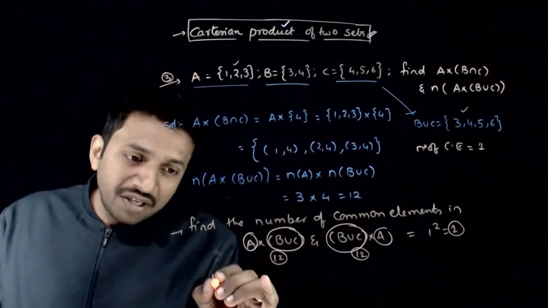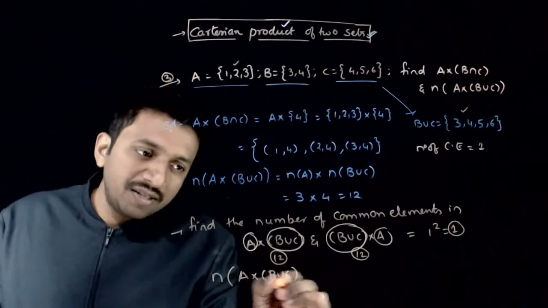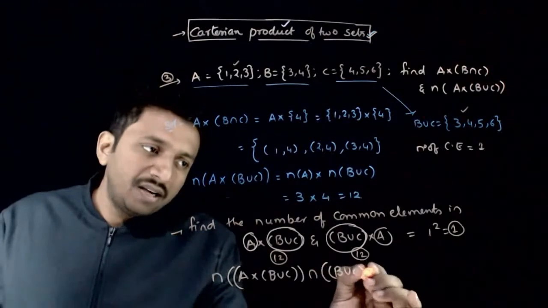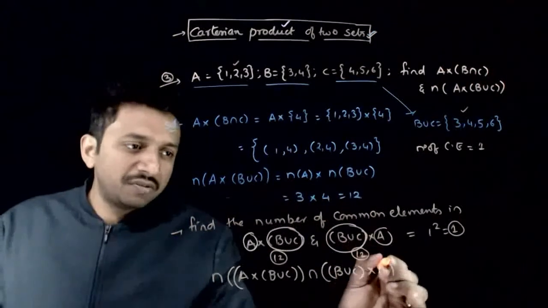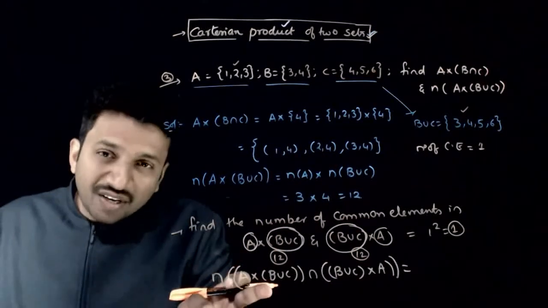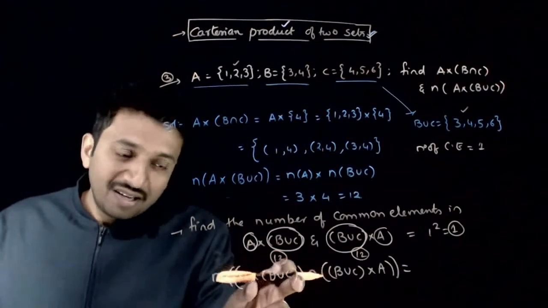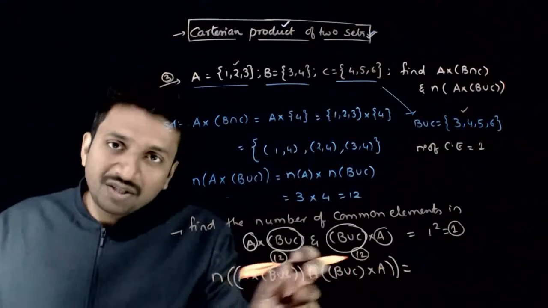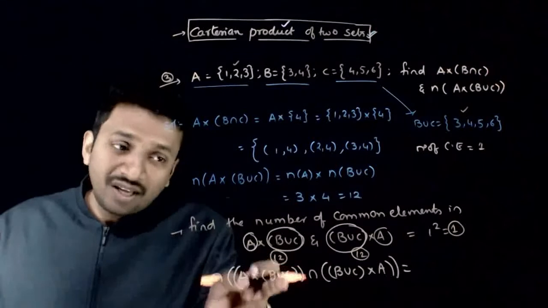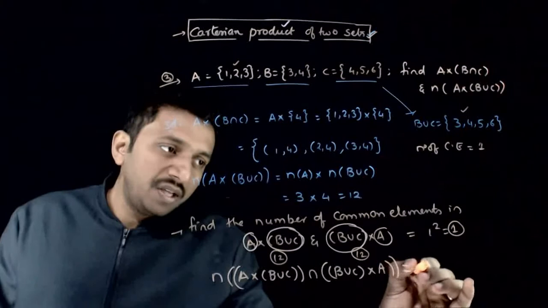So if I ask the question, n of (A cross B) union (C) intersection (B union C cross A) is equal to how much? Do you see that this question is exactly the same as this question? What is the meaning of this? The number of elements in the intersection of these two. What are the elements which come in the intersection of these two? Common elements. So the question asked is the number of common elements in this and this. The answer for this will also be equal to 1.